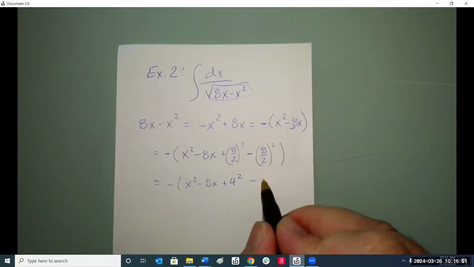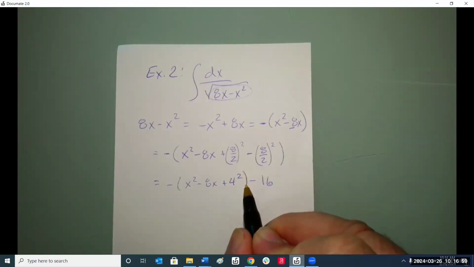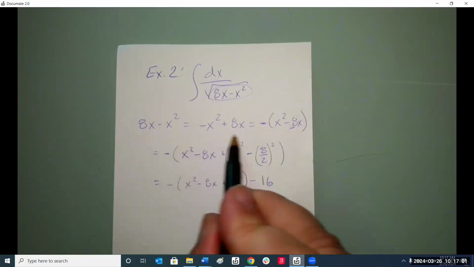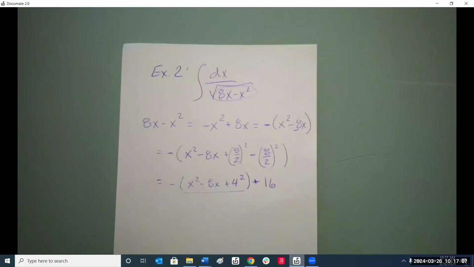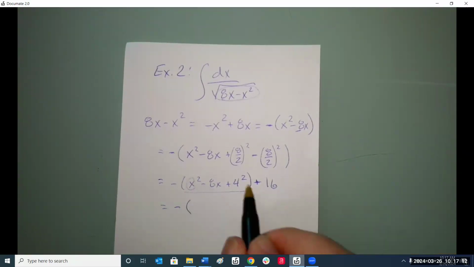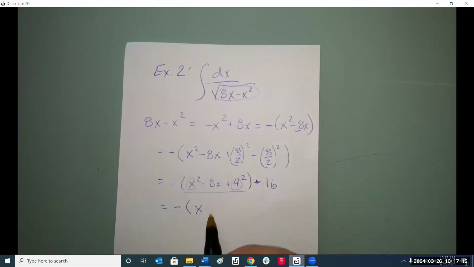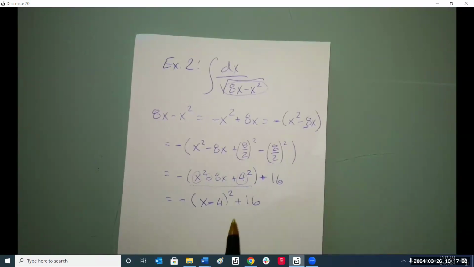8 over 2 is 4. It makes it 16. And we have to distribute that negative sign over there, which becomes a plus. This is the complete the square part. So what this gives us is negative whatever's under the square. So we have x and 4 and whatever the first sign is, plus 16. So that's to complete the square. We do it all on one side.